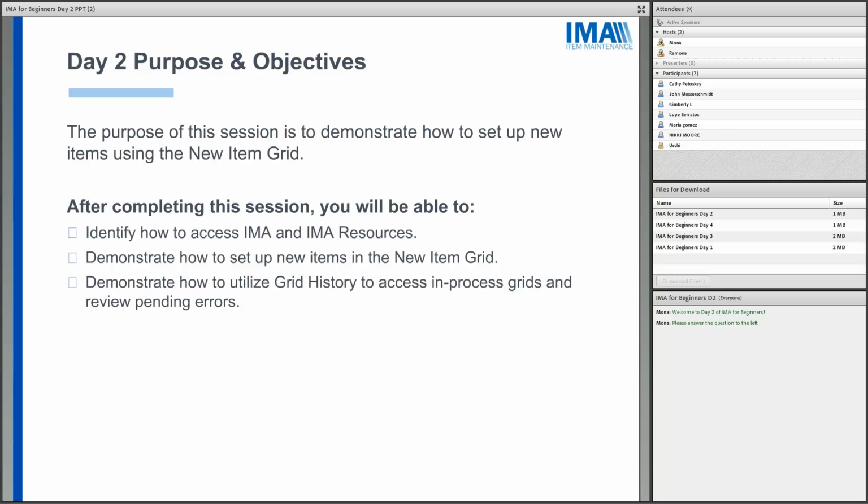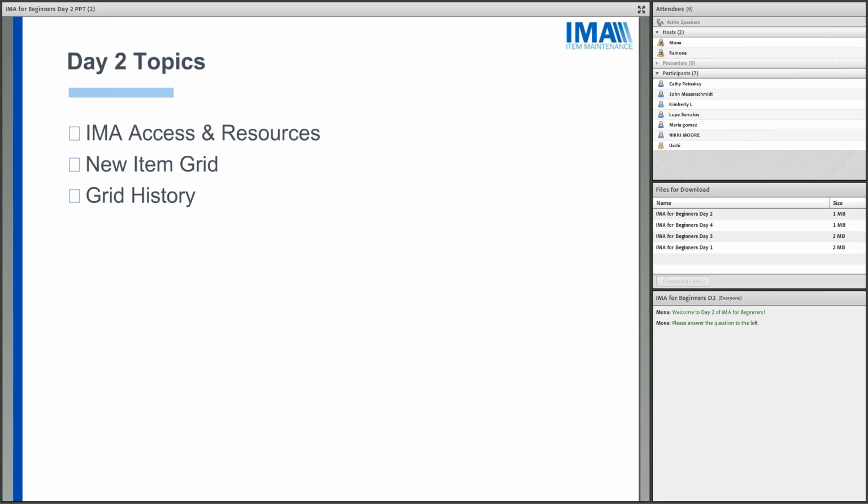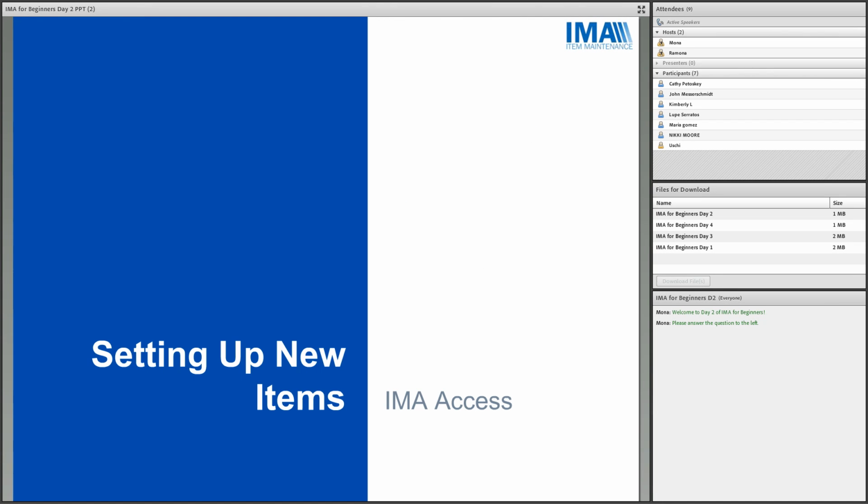So the purpose of today's session is to demonstrate how to set up new items using the new item grid. After completing this session, you will be able to identify how to access IMA and IMA resources, demonstrate how to set up new items in the new item grid, and demonstrate how to utilize grid history to access in-process grids and review pending errors. The topics we'll be covering to meet those goals will be IMA access and resources, the new item grid, and grid history.